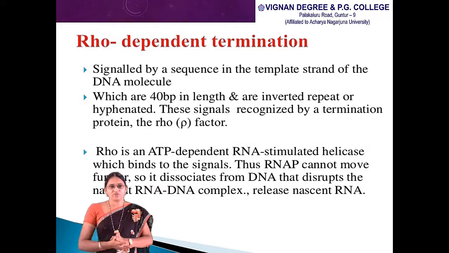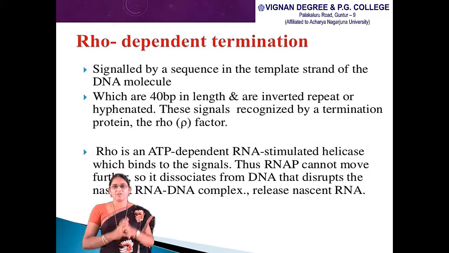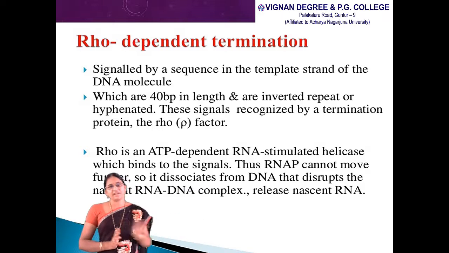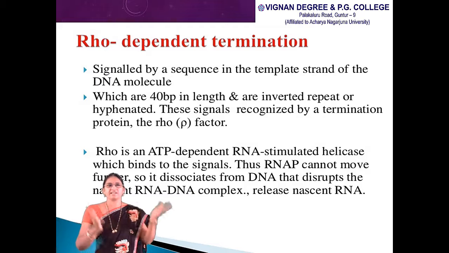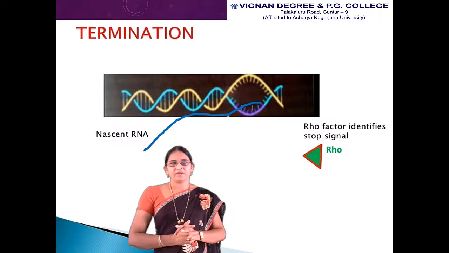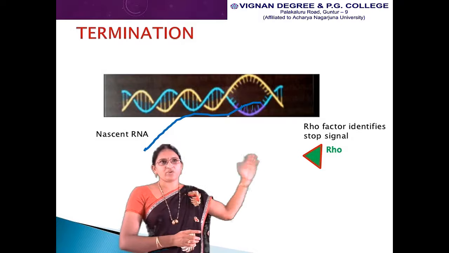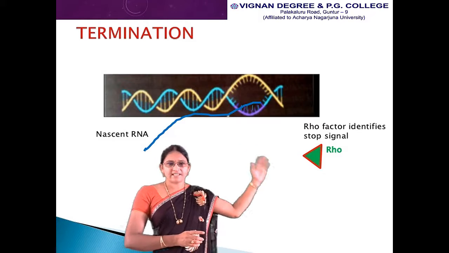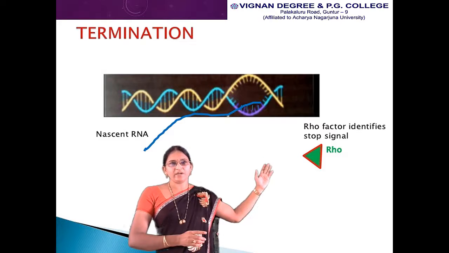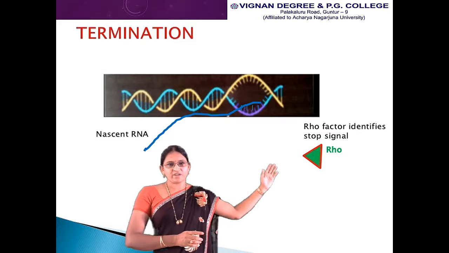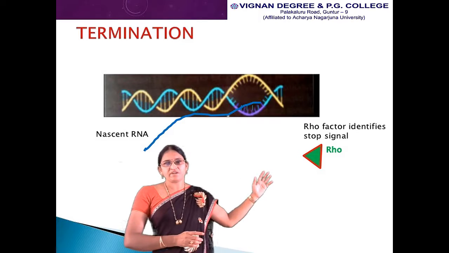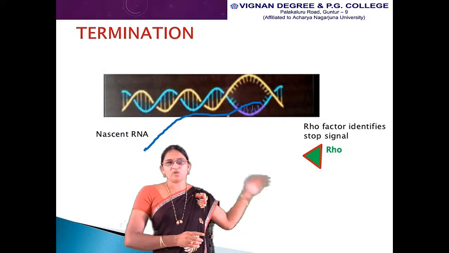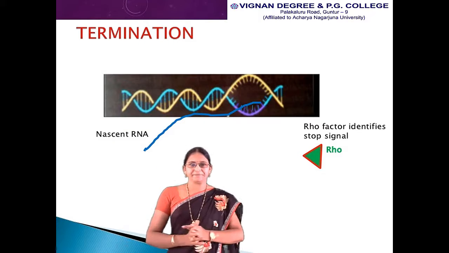It uses energy, and it binds to the signals. Thus RNA polymerase cannot move further, so it dissociates from the DNA. That disrupts the nascent RNA-DNA complex and releases the nascent RNA. So this is the picture showing the termination. Rho protein binds to the signals, and the binding of the Rho protein does not allow the movement of the RNA polymerase, and it breaks the bonds between the RNA-DNA hybrid and allows the release of the nascent RNA.